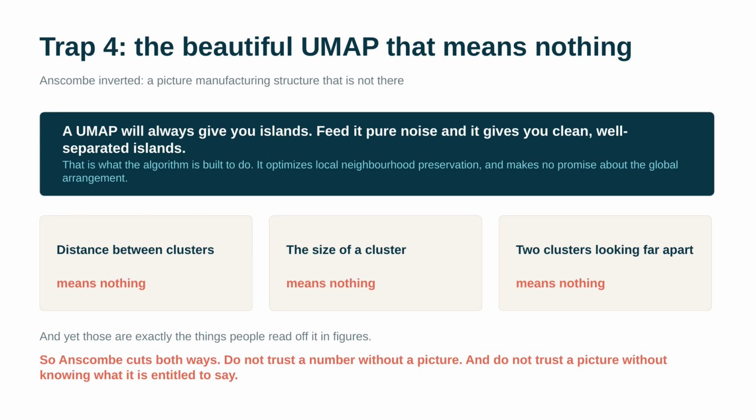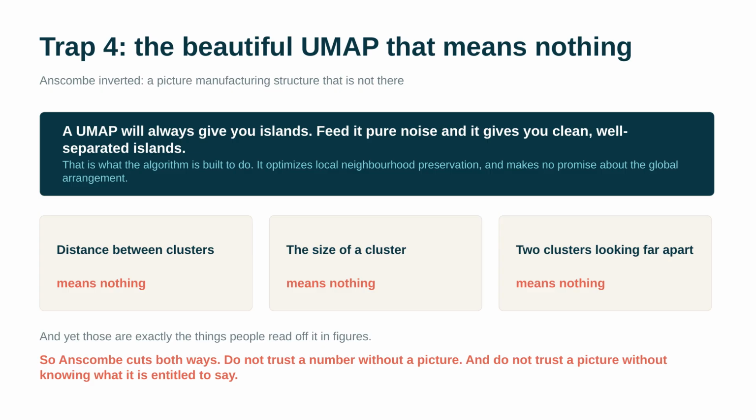Trap 4. The beautiful UMAP that means nothing. This one is Anscombe inverted. Instead of a summary hiding the structure, you have a picture manufacturing structure that is not there. A UMAP will always give you islands. Feed it pure noise and it will give you clean, well-separated islands, because that is what the algorithm is built to do. It optimizes local neighborhood preservation and it makes no promise whatsoever about the global arrangement.